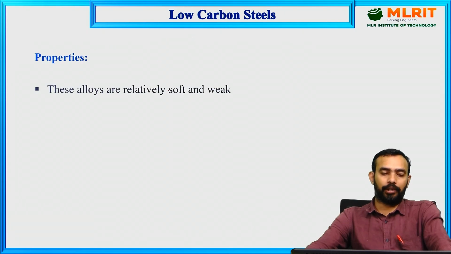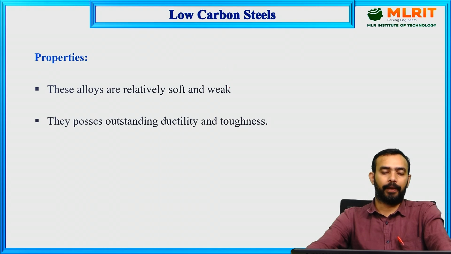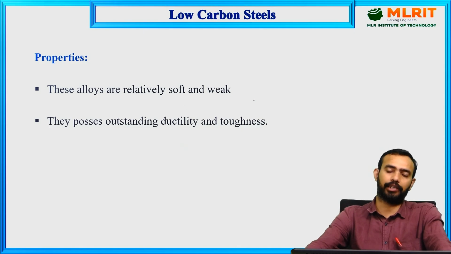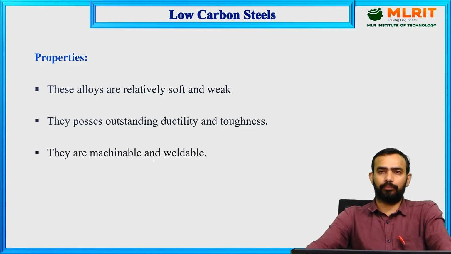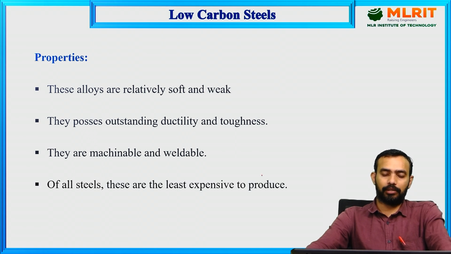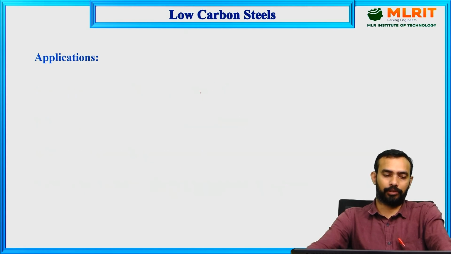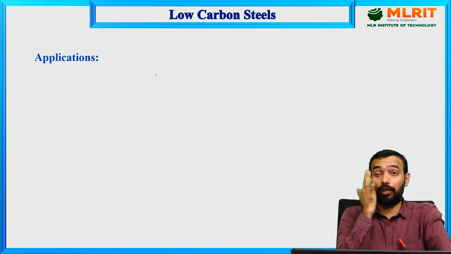If you look at the properties, these alloys are relatively soft and weak, as the carbon percentage is very low. They possess outstanding ductility and toughness, because the hardness is low, so it can possess high ductility and toughness. They are machinable and weldable, since the carbon percentage is low. Of all steels, these are the least expensive to produce. These are some of the properties of low carbon steels. And strength is relatively low when compared to the medium and high carbon steels.